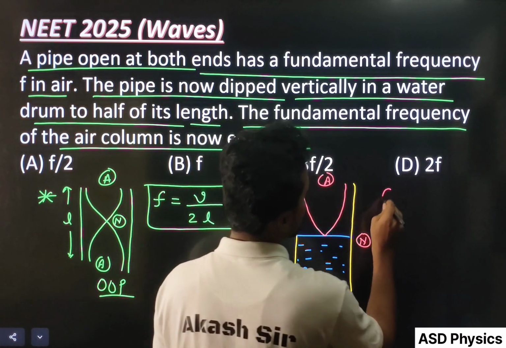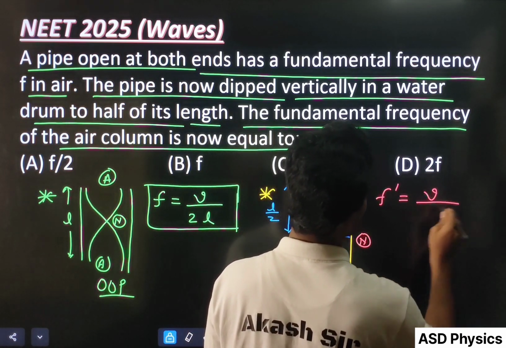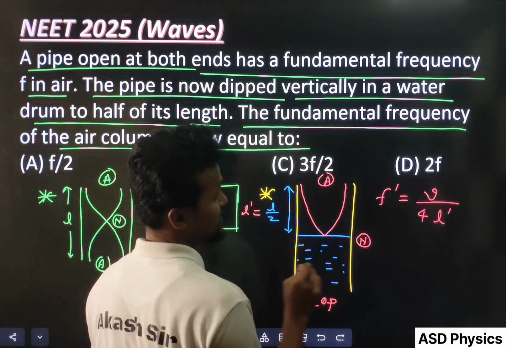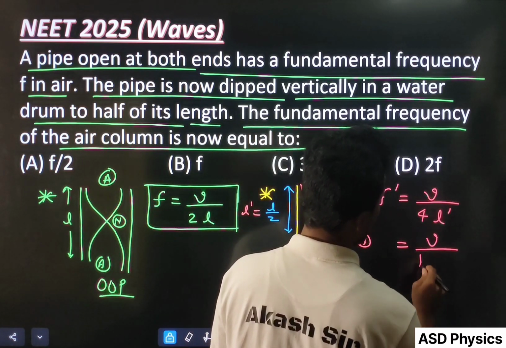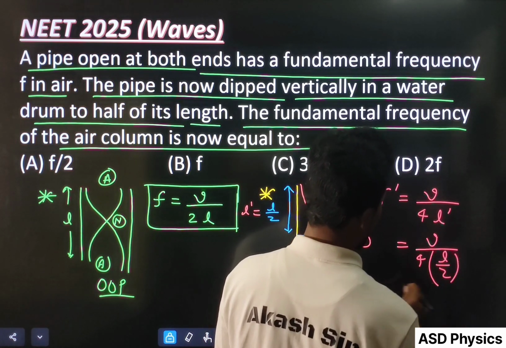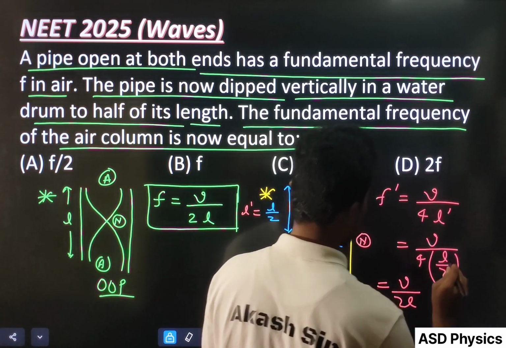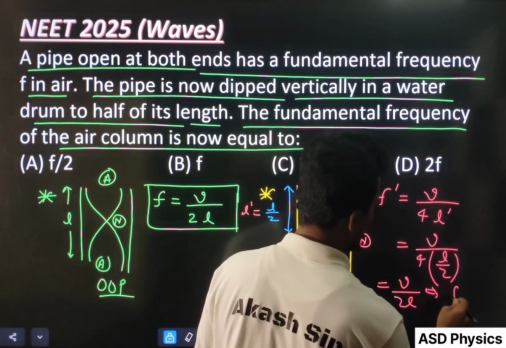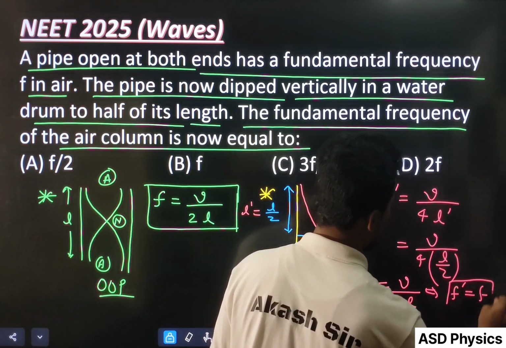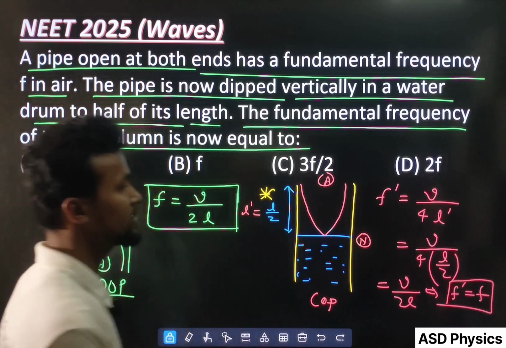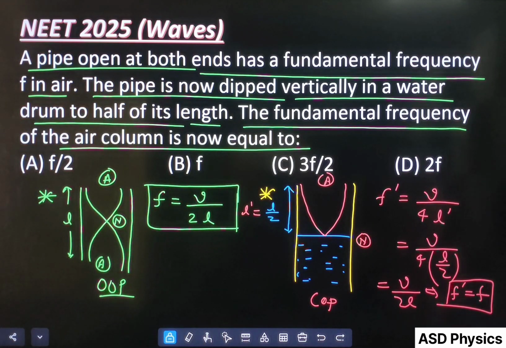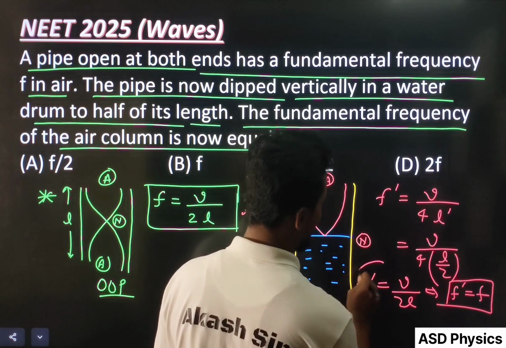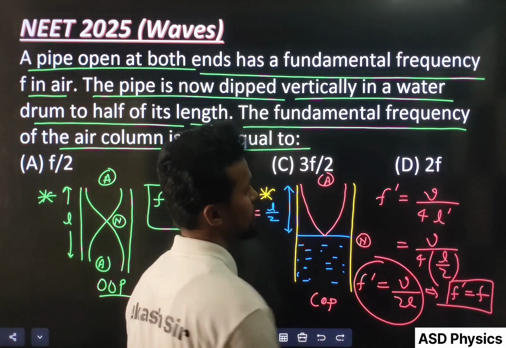So now in this situation, the fundamental frequency is given by v by 4L dash. Now this L dash is L by 2. So v by 4L dash, how much here? L by 2, so it will become v by 2L. And what is v by 2L? f, is it? So we can write here, students, in this situation, this f dash will become f. First open organ pipe, and then it will become a closed organ pipe. I hope you have understood very well here. f dash is v by 2L and f dash will become f.